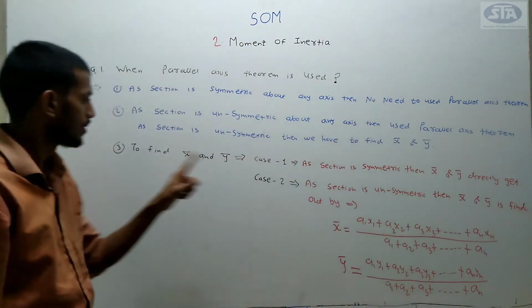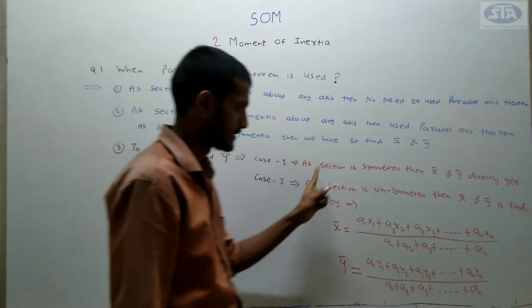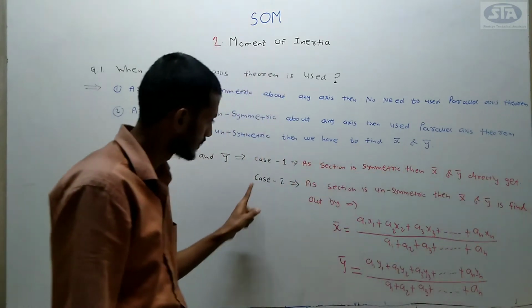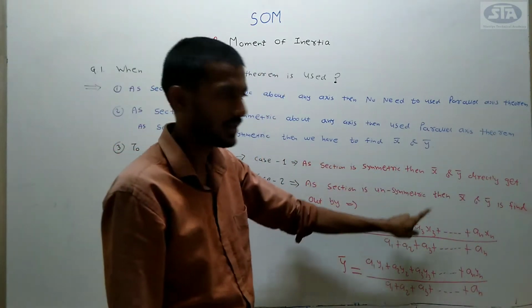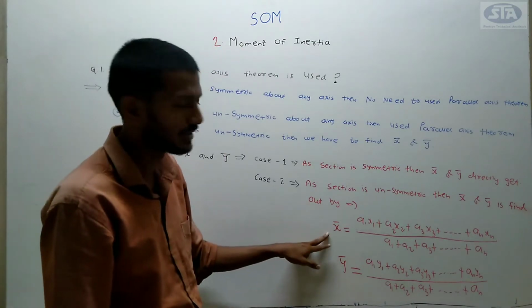Okay. Now we have to find x bar and y bar. There are two cases. If the section is symmetric, then x bar and y bar can be found directly. Now case number 2: if the section is unsymmetric, then x bar and y bar are found by two formulas, which are already done in mechanics.